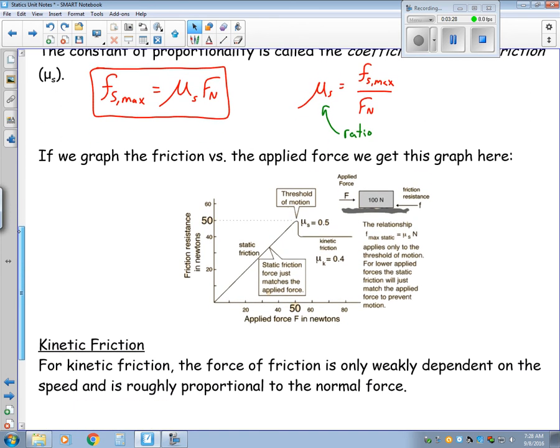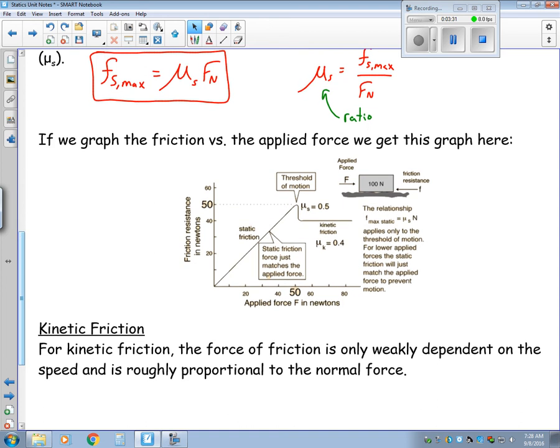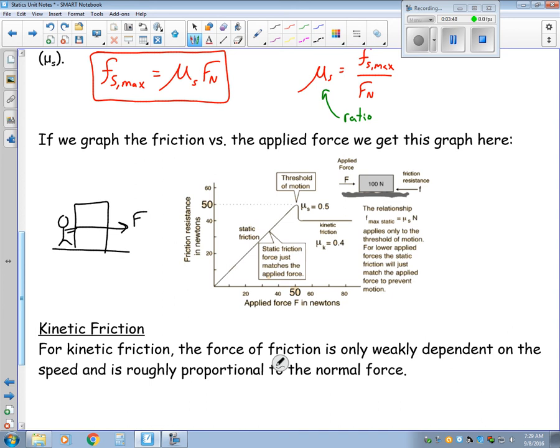All right, now if we make a graph of the friction force versus the applied force. The applied force is what you give if you start pushing on something. So for example, if you're pushing on something, you are giving an applied force, and then the friction is going against you. So we would see a linear relationship between static friction and the applied force, right up until we get to a threshold. That's where we have the maximum static friction possible.